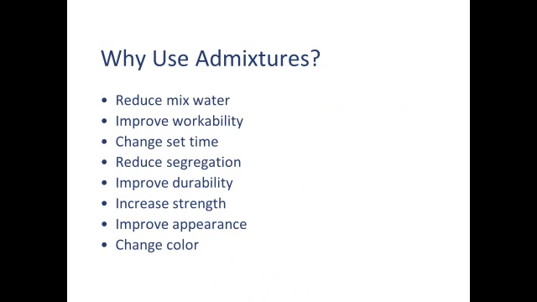Okay, so why do we use admixtures? I already listed some of the four that are in the Design and Control of Concrete Mixtures, but for us, some of the major reasons are listed here. For instance, we use pigments to change the color of the concrete. We want to use pozzolans to increase our strength. We use accelerators and retarders to change the set time, et cetera.